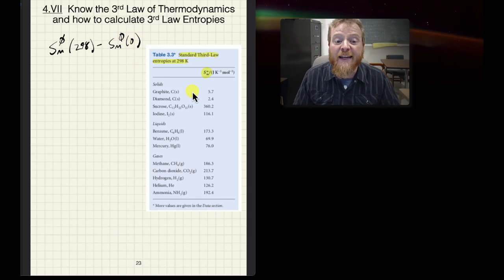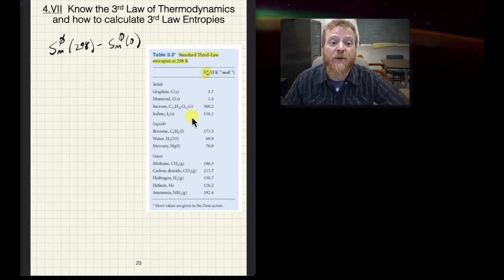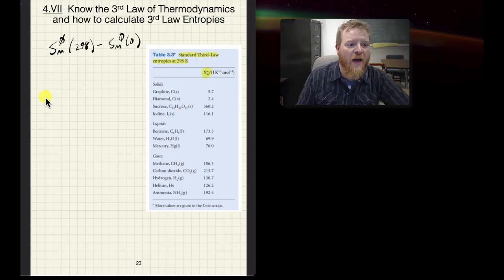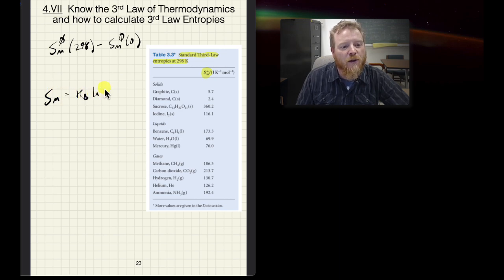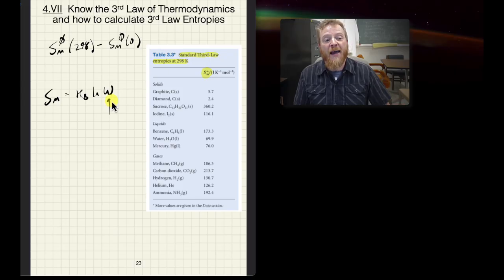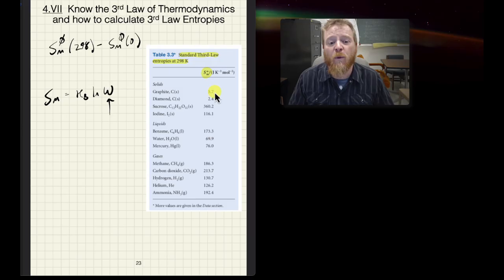Now when we get our proper standard third law entropies, this is what finally allows us to calculate microstates. And recall that relationship goes as follows: molar entropy equals k Boltzmann ln W, where W is my number of microstates. In our live lecture, we'll play with some of these values in reverse engineering this calculation, so we can take the molar entropy value and determine the number of microstates.